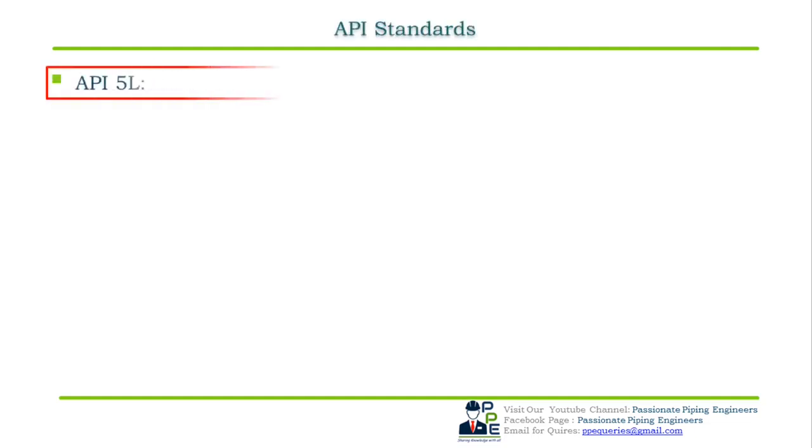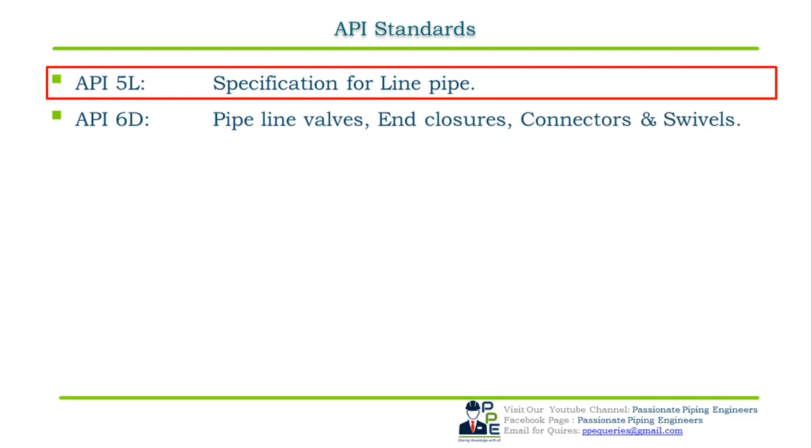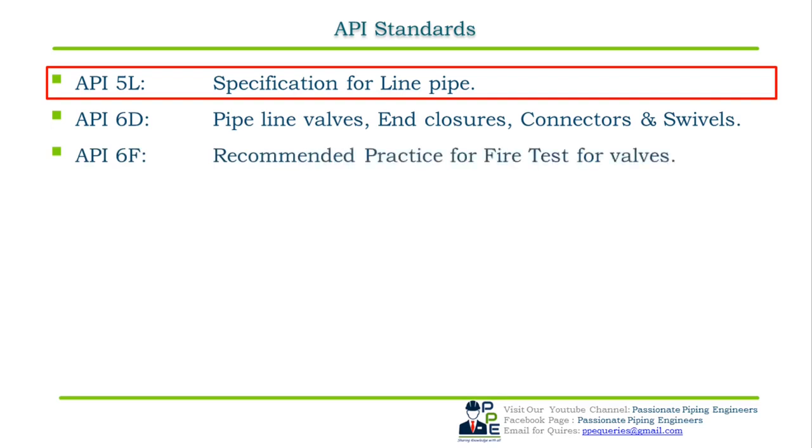Now let us see some of the API, ANSI, ASME, and ASTM standards, followed by the MSS SP standards. So let us start with API standards. API 5L is a specification for line pipe. API 6D is for pipeline valves, enclosures, connectors, and swivels. API 6F, the recommended practices for fire test for valves.